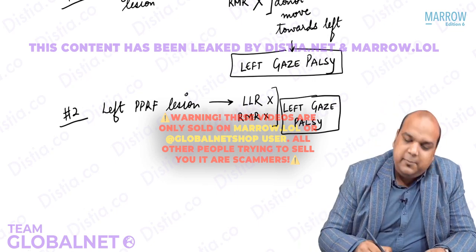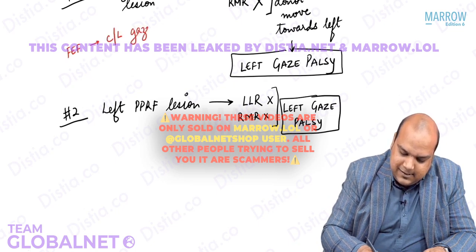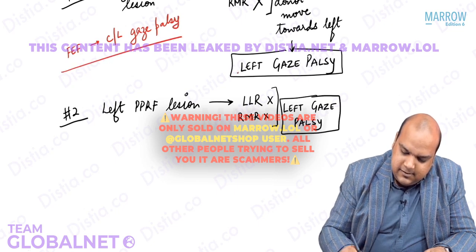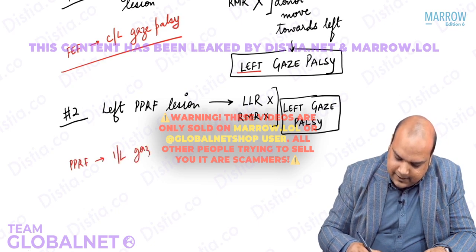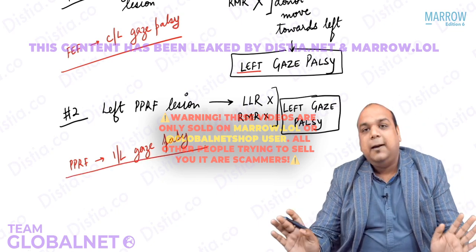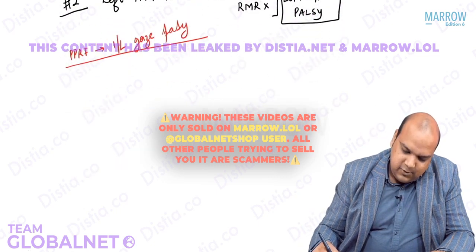Okay. So what am I trying to say? FEF will lead to contralateral gaze palsy. Right, left. But PPRF will lead to ipsilateral gaze palsy. Am I clear to everybody? No confusion here? Now, let's move on to lesion number 3.